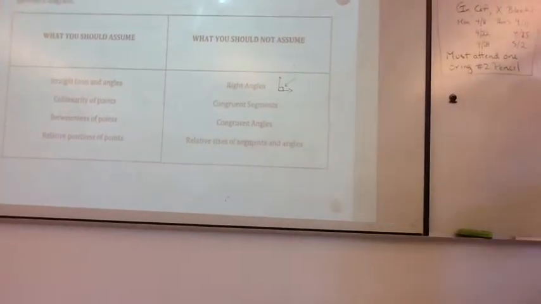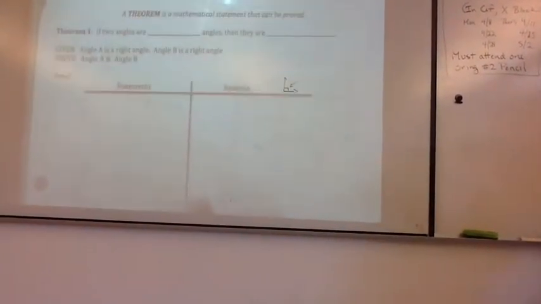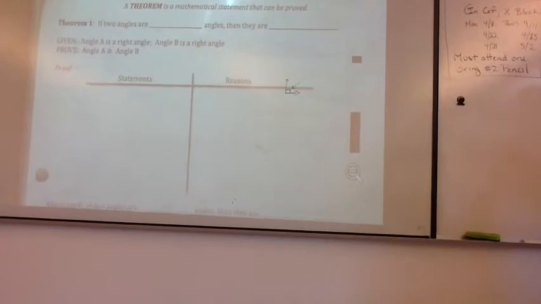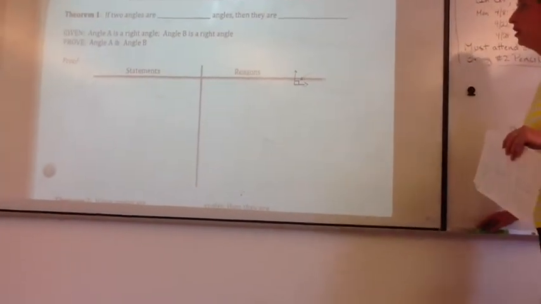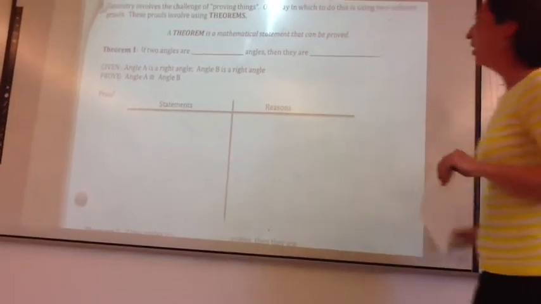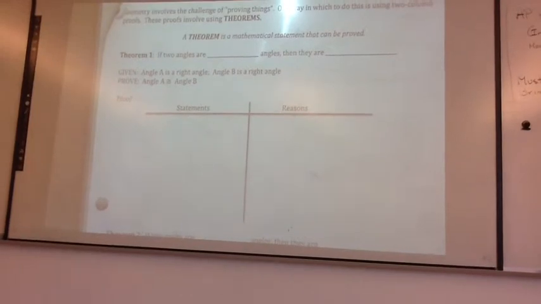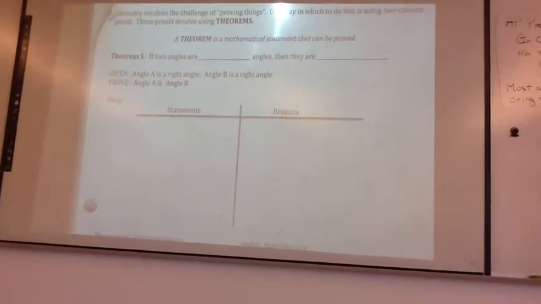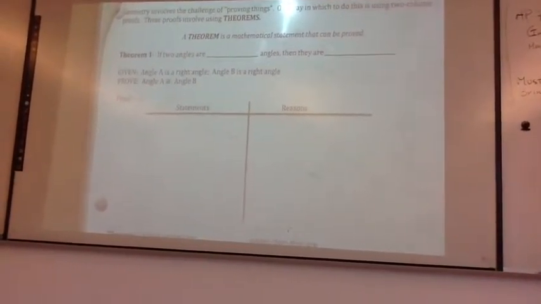Alright, let's get into doing some proofs. Mr. Mo, do you want to take this part? Nope. Alright, a big part of geometry involves the challenge of proving things. One way in which to do this is using something called a two-column proof. These proofs involve using theorems. A theorem is a mathematical statement that can be proven. We're going to do that right now.